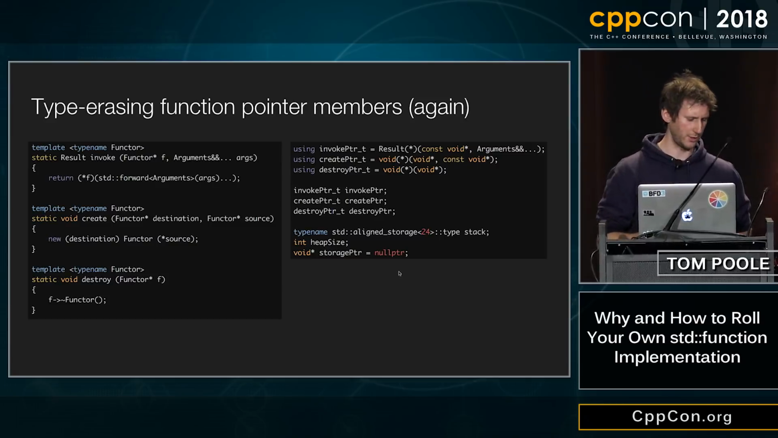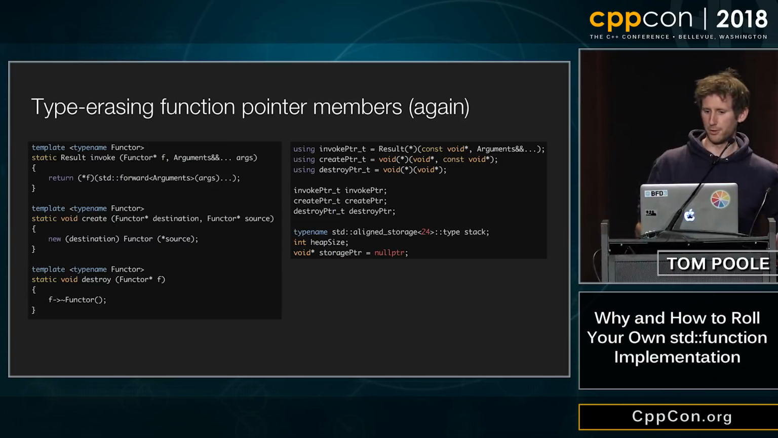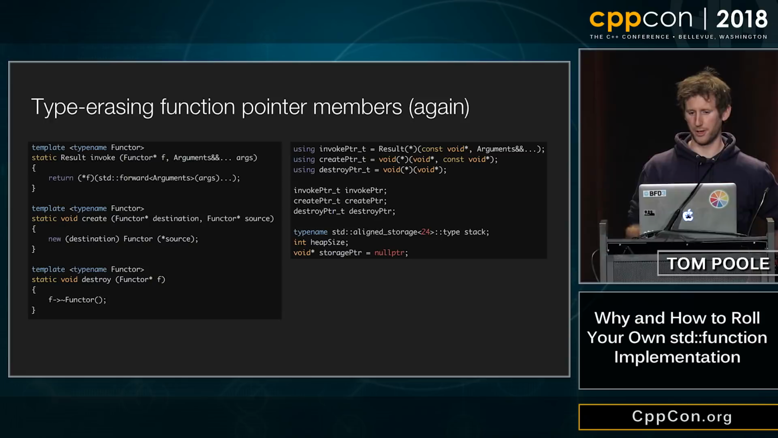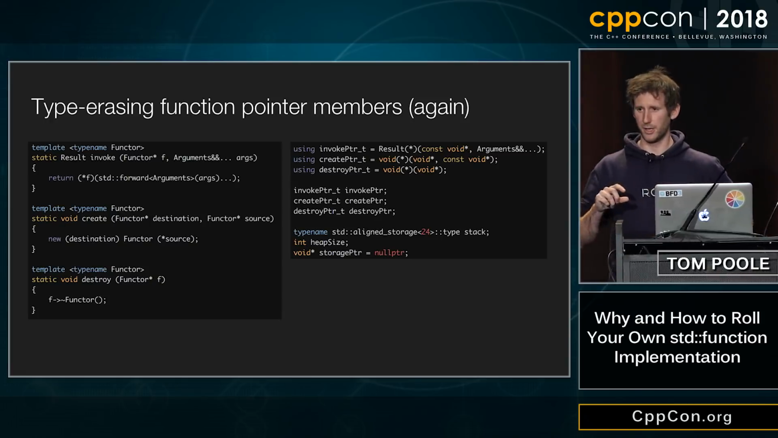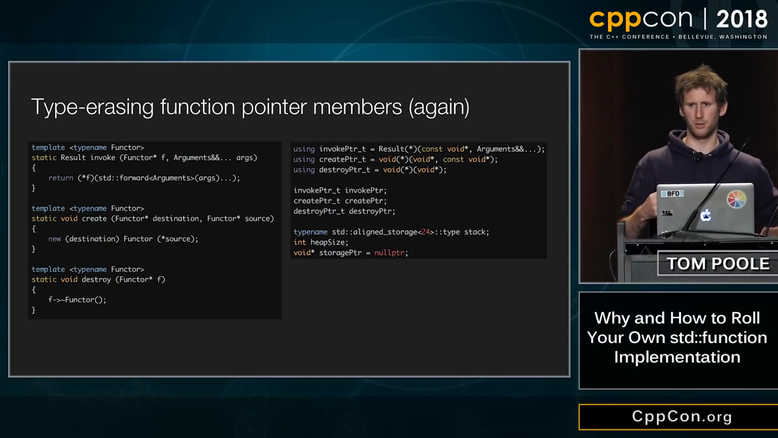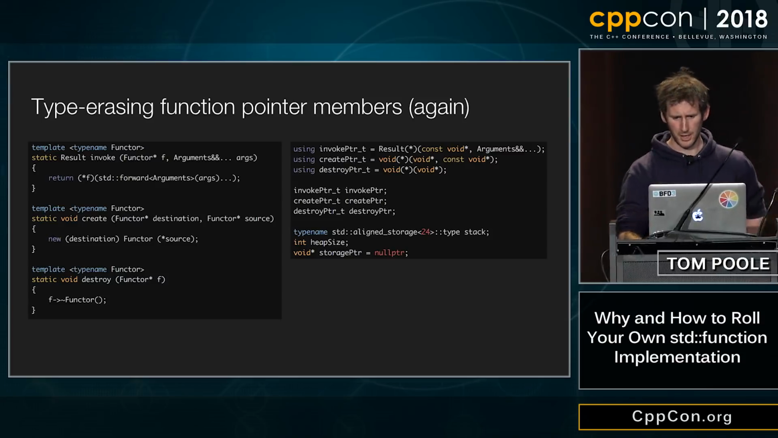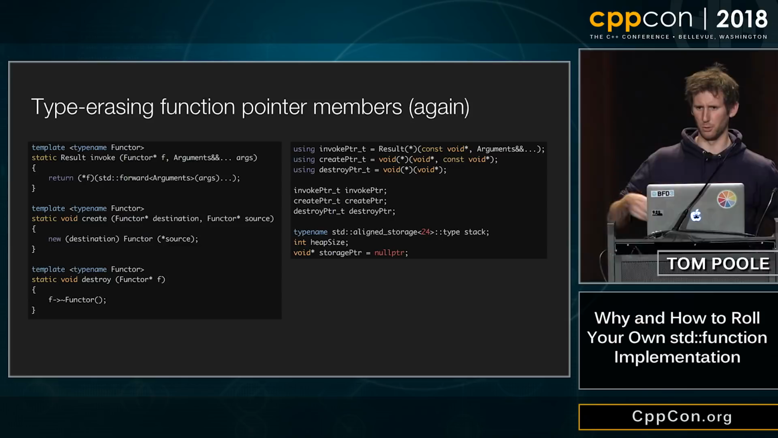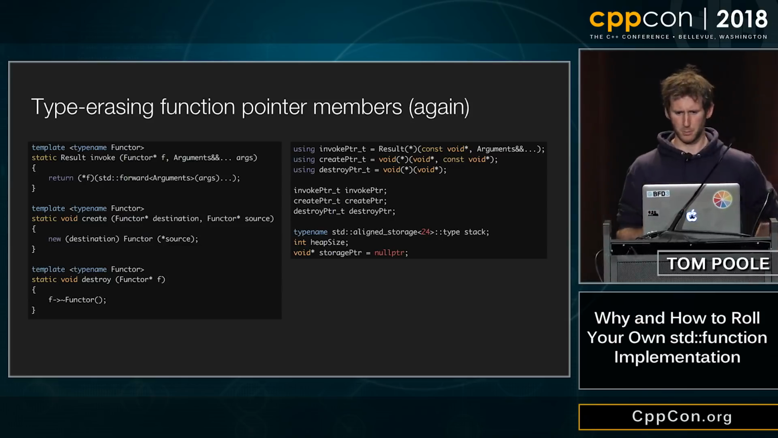Now, if you look at the libstdc++ implementation, it deals with this in a much more clever way. The invoke pointer is in a union with the stack. The create pointer, destroy pointer, and some other functionality are all bundled into a type-erased management function, which does all of those operations. It just takes an extra argument, which is effectively an opcode telling it what it needs to do. And the heap size and the storage pointer are all abstracted away. But we're not going to do that. We're just going to take a step back.